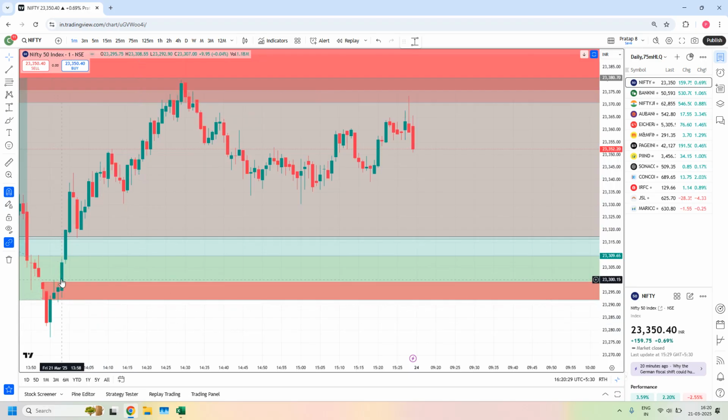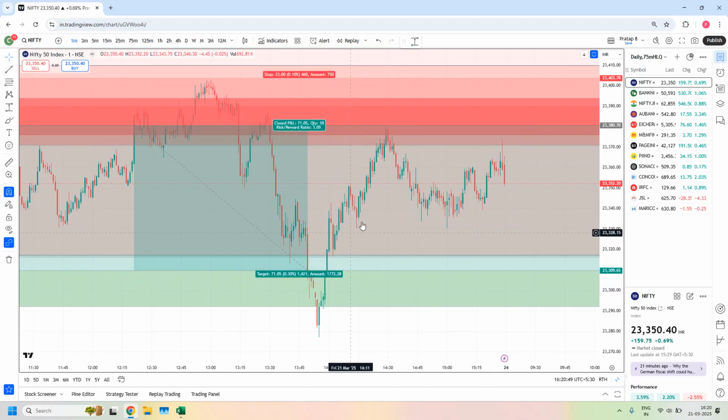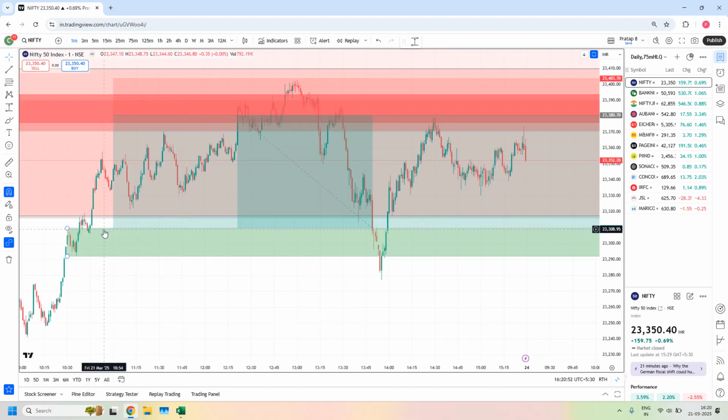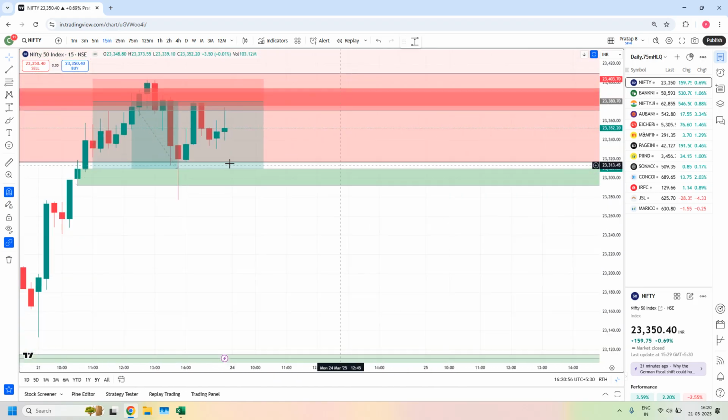Now you will exit the trade and book your profit here. Those who used a trailing stop loss would have got a little extra profit. But those who booked the profit, you would have booked it at this 15-minute zone. Here you would have booked the profit. So I calculated the profit up to the 15-minute zone. This is the 15-minute zone.